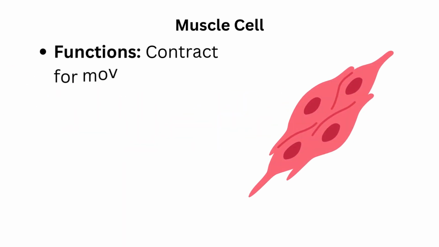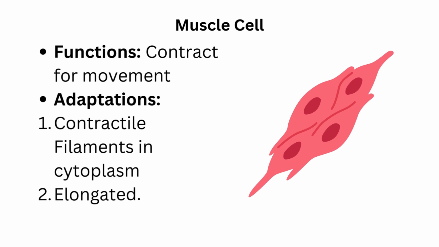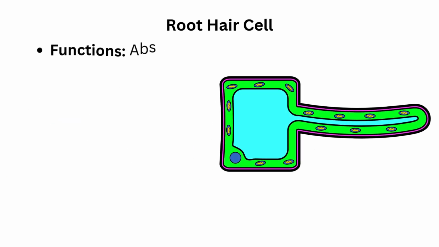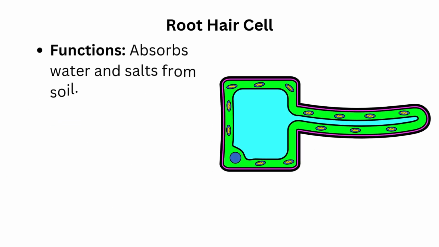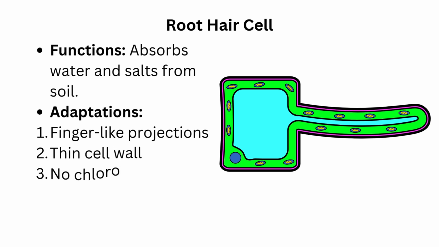capillaries. Muscle cell, they contract to help movement and have contractile fibres in the cytoplasm and they're elongated for easier contraction. The root hair cell in the plant, it absorbs water and salts from soil, has a finger-like projection to increase surface area to absorb more water and salts, thin cell wall to shorten distance for faster diffusion, no chloroplast so no light can reach it, no photosynthesis.